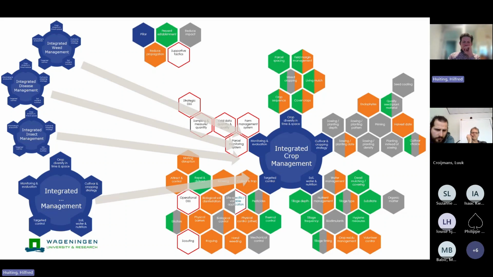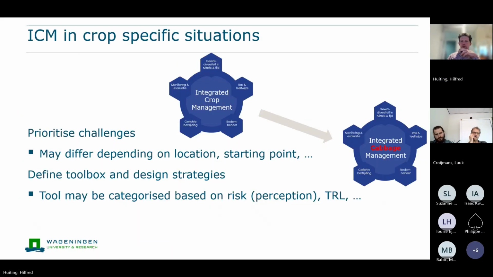So this is more or less the concept that we work on in short, and then go into, let's say, crop specific situations. And in our situation, that was working on cabbage. So we labeled that integrated cabbage management, which might lead you to the understanding that we have included all the cabbage management here. That's not the situation in the work that I present here, but it's always there.